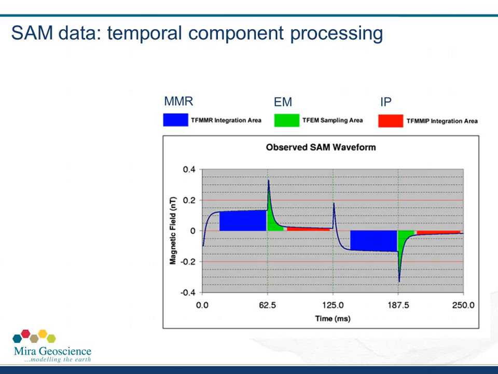So looking closer at the waveform here, we were able to derive resistivity data from the time period when the current is on. We're able to derive EM data from the early off time, and then IP data from the late off time. We're not normally able to extract all three data sets in one survey. You set up your survey to optimize two of those, resistivity and EM, or resistivity and IP.